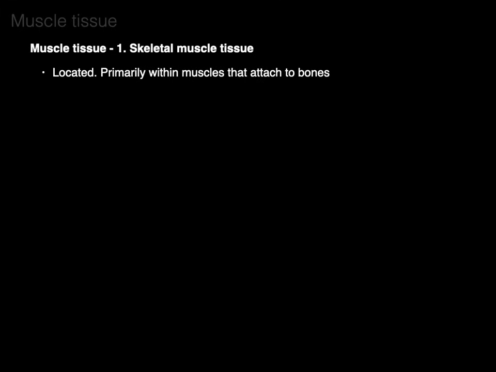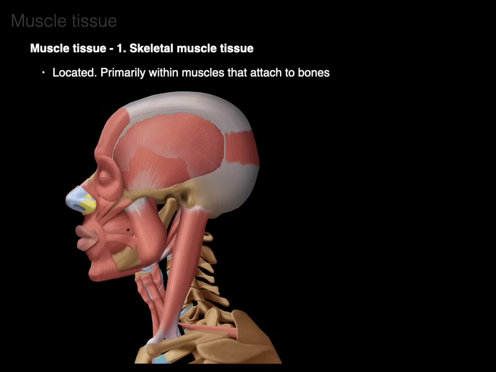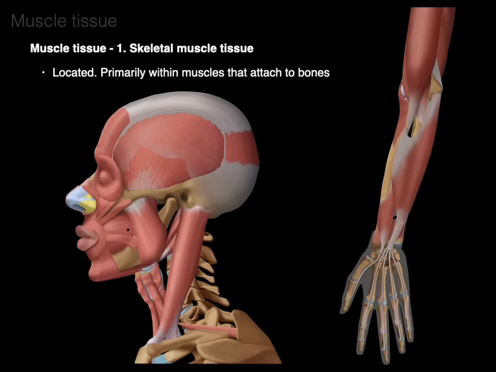And the primary location is anywhere you've got muscles that attach to bones. Anywhere you've got muscle tissue that's attached to bones, that's why we call it skeletal muscle. And it's voluntary because you control it consciously.